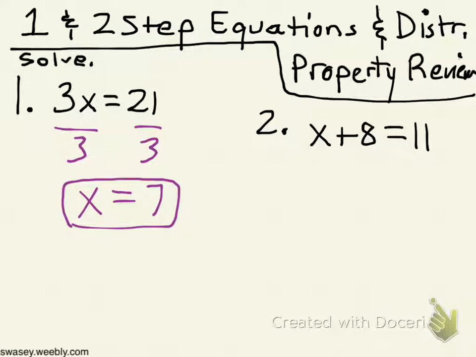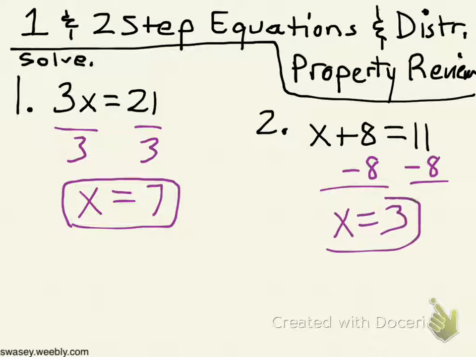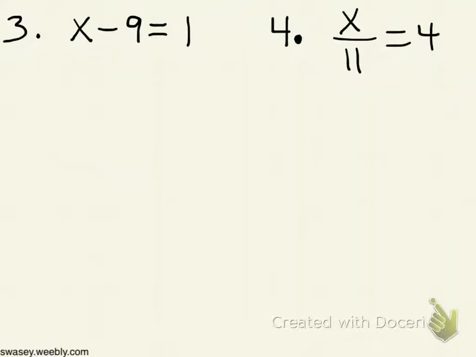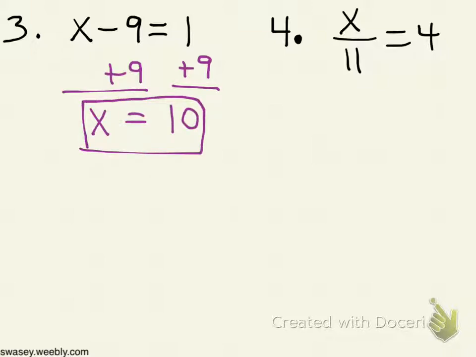Number 2, x plus 8 equals 11. To get rid of plus 8, subtract 8 from each side. Number 3, to get rid of minus 9, we'll add 9. Anything you do to one side, do to the other. 1 plus 9 gives us 10, and so we get x equal to 10.